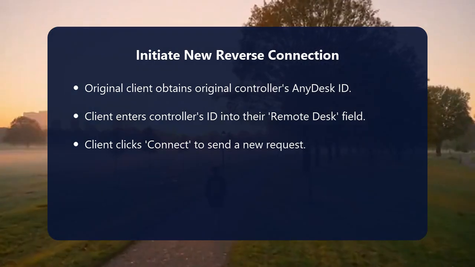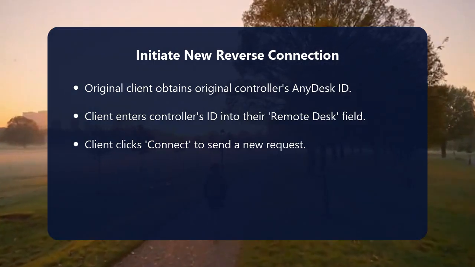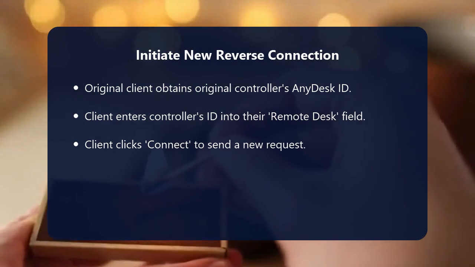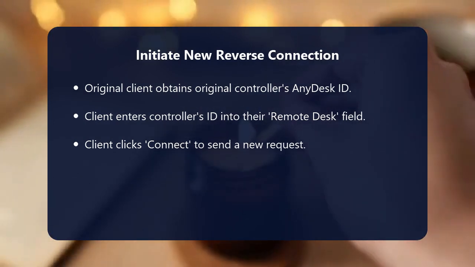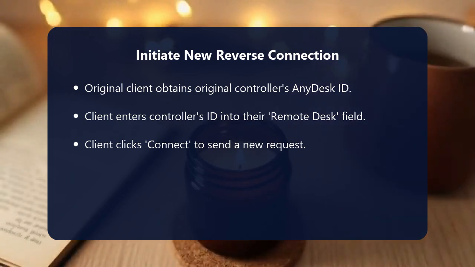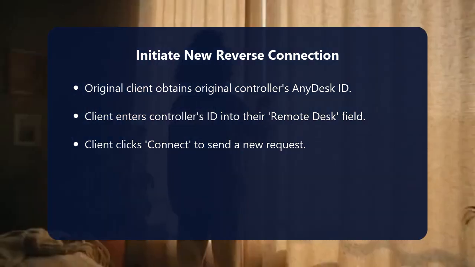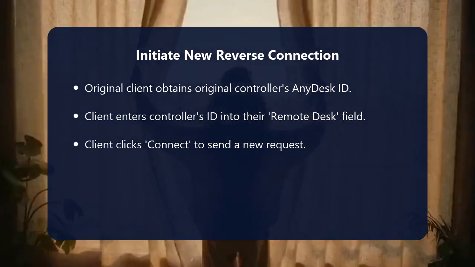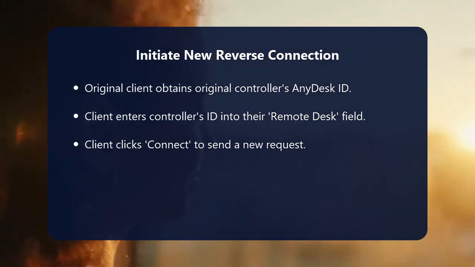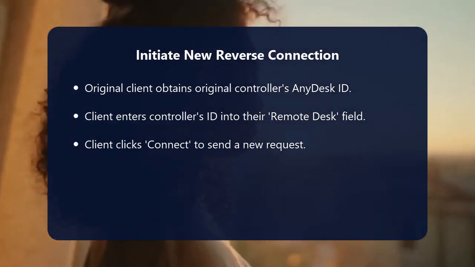In the Remote Desk field, where you typically enter an ID to connect to someone else, User B will enter User A's AnyDesk ID. After entering the ID, User B clicks the Connect button. This action sends a new connection request from User B to User A. User A, who was previously controlling, will now see an incoming connection request pop up on their screen from User B. This request will typically show User B's AnyDesk alias or ID.